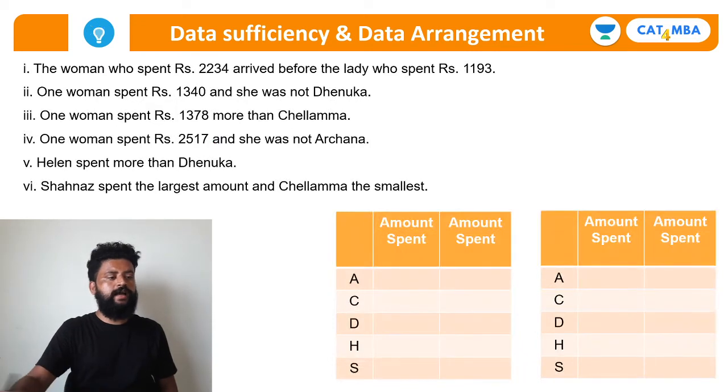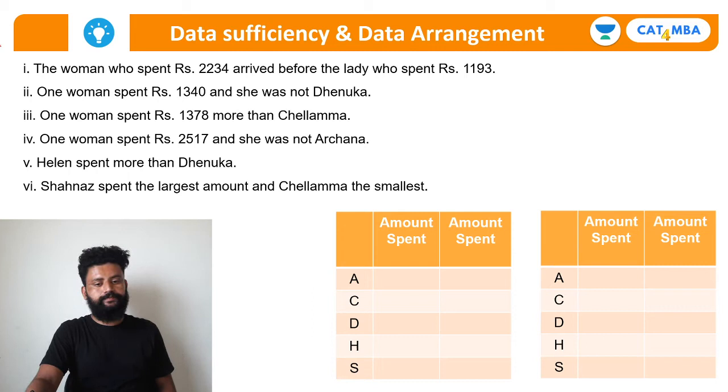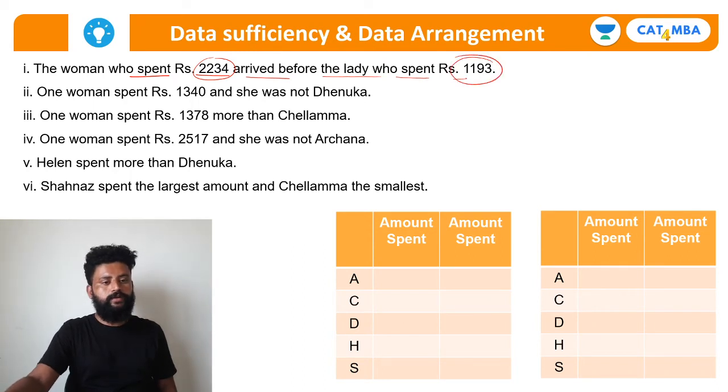So here are the questions, and these are the 6 clues that you need to use here. The woman who spent 2,234 arrived before the lady who spent 1,193.